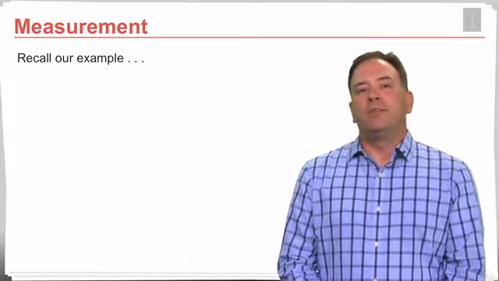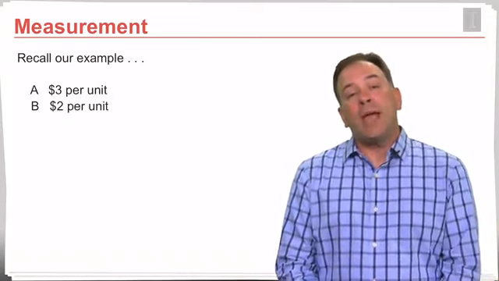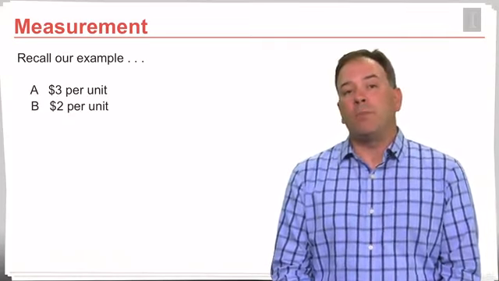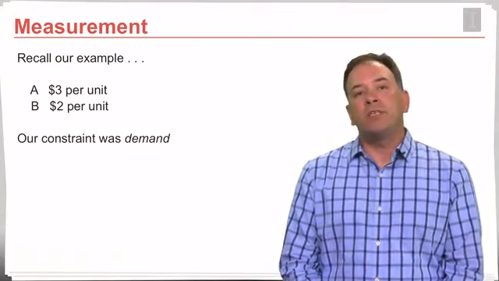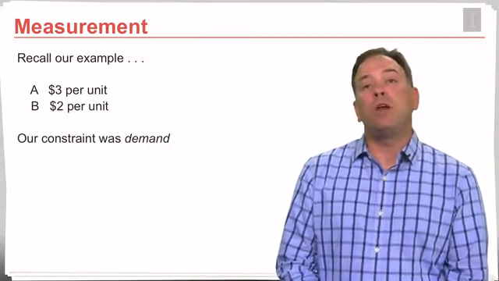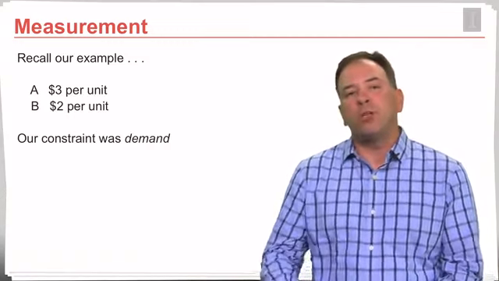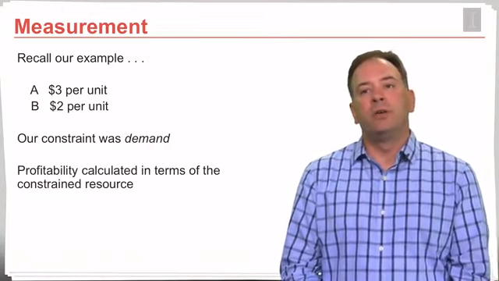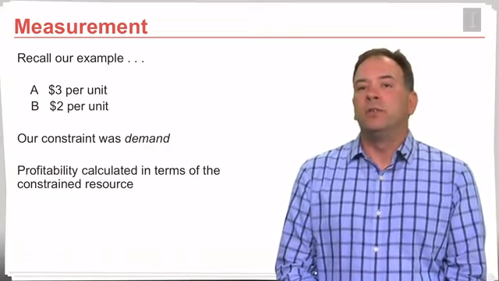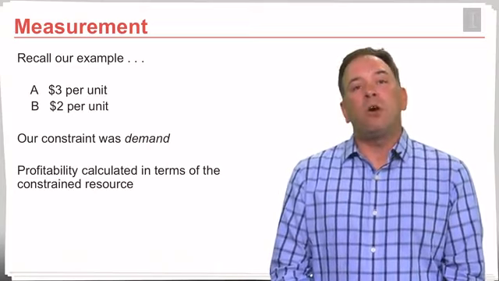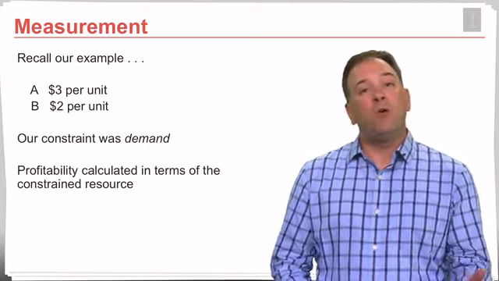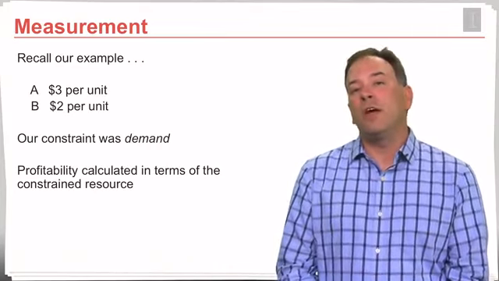In terms of our measurement, let's go back to that first example, the one where we had two products, $3 in contribution margin for product A and $2 per unit for product B. Our constraint in that first example was demand. We had one more customer come in at the end of the day and want to purchase only one unit, and we had to choose which of the units we would push them towards. We chose the higher profitability measure. Profitability in this example was calculated in terms of the constrained resource. You can see that right there. We have contribution margin per unit sold. A and B are comparable in terms of these measures, and we know that we get $3 for one of the units and $2 for the other.